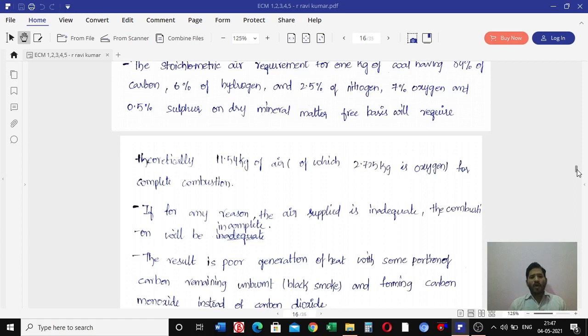If for any reason the air supply is inadequate, the combustion will be incomplete. So if you do not supply the air properly, incomplete combustion will occur. As per the requirement, we need to supply a sufficient amount of air, then complete combustion will occur.